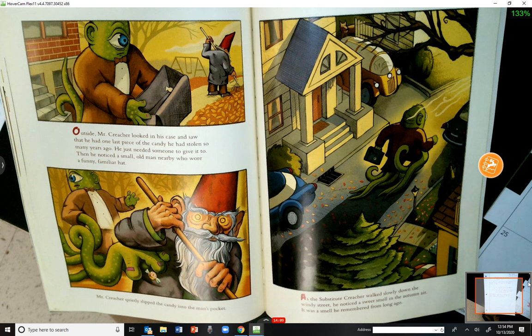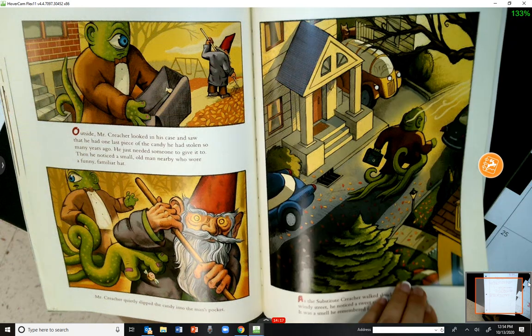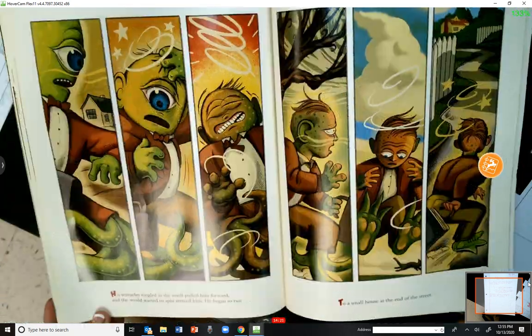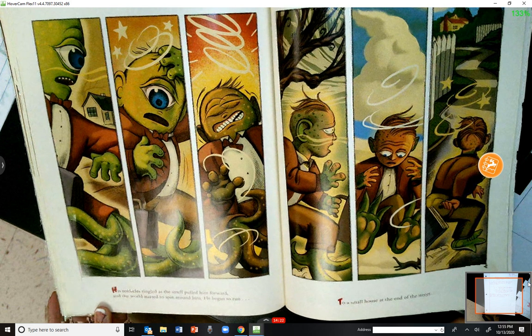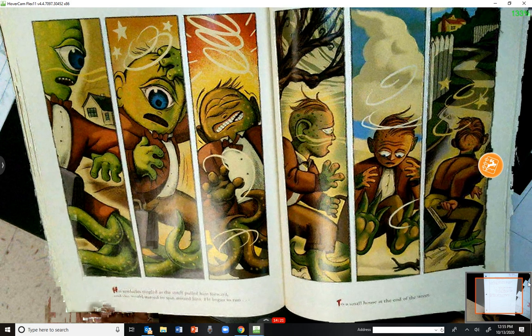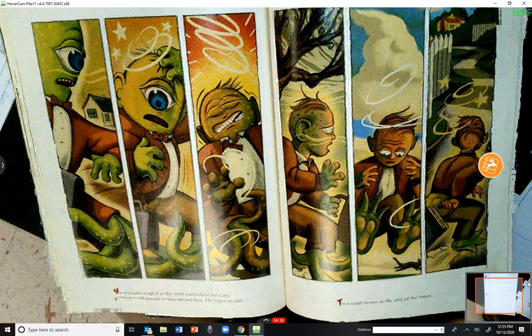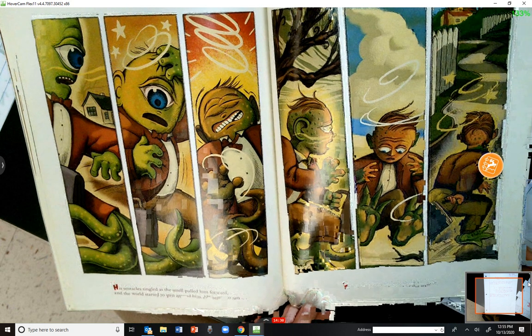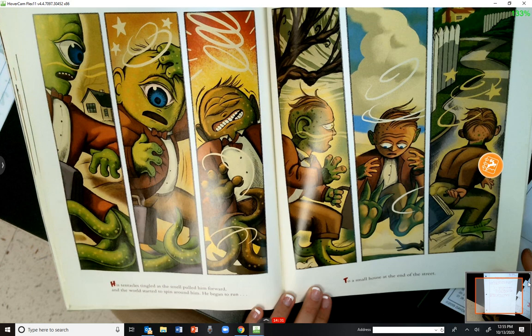As the substitute creature walked slowly down the windy street, he noticed a sweet smell in the autumn air. It was a smell he remembered from long ago. His tentacles tingled as the smell pulled him forward, and the world started to spin around him. He began to run to a small house at the end of the street.